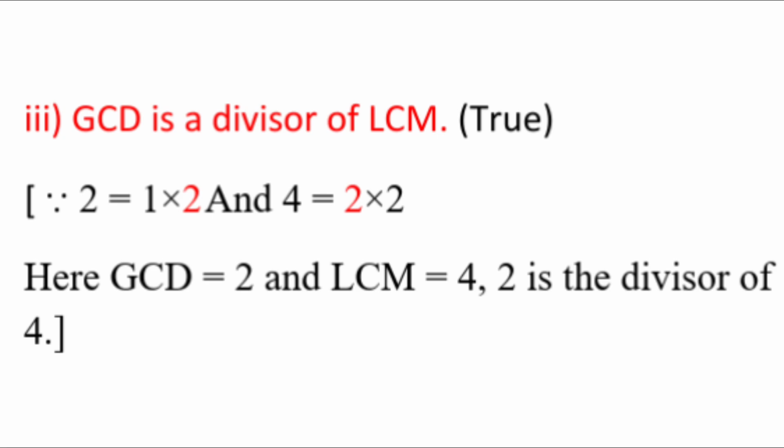Third one, GCD is a divisor of LCM. Let us take one example. Two numbers are there, 2 and 4. Their GCD is 2 and LCM is 4. And GCD is a divisor of 4, that is, 2 is a divisor of 4. Hence the statement is true.